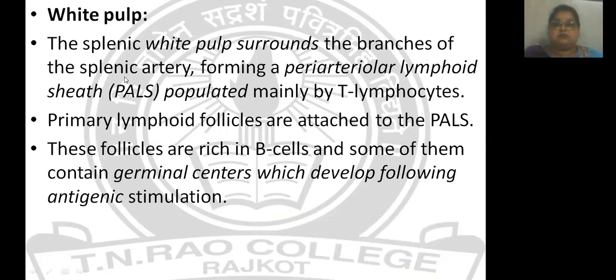The white pulp is surrounded by branches of the splenic artery, forming a periarterial lymphoid sheath, which is populated mainly by T lymphocytes. That is why it is also considered a thymus-dependent area. The primary lymphoid follicles are attached to it, where the antigens are filtered and activate the macrophages and dendritic cells. These follicles are rich in B lymphocytes, and some of them contain germinal centers, where affinity maturation takes place, which is developed following antigenic stimulation.